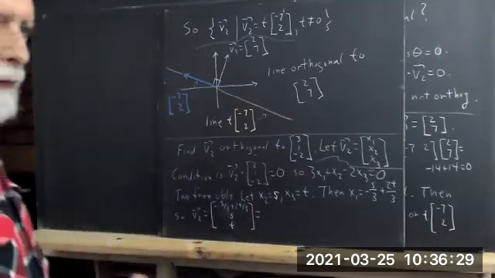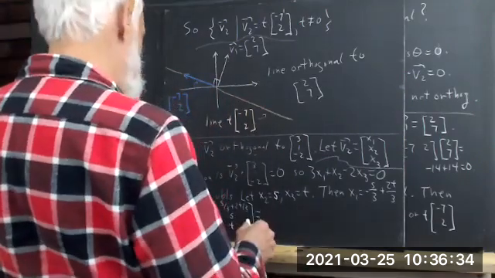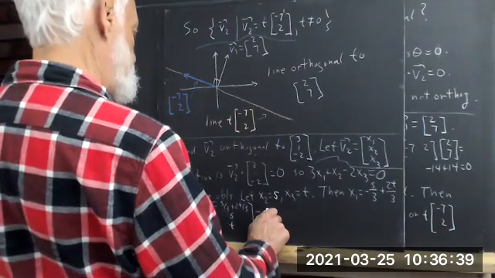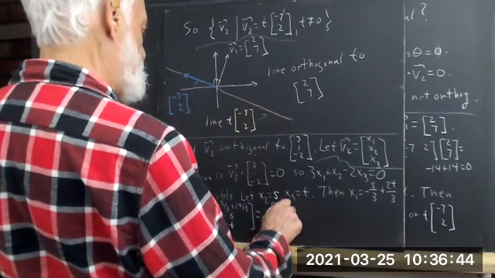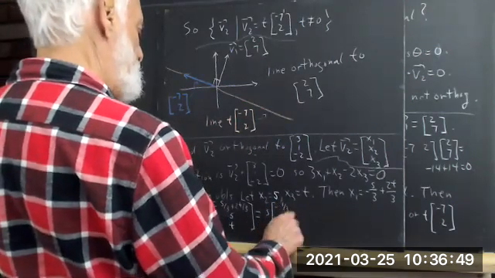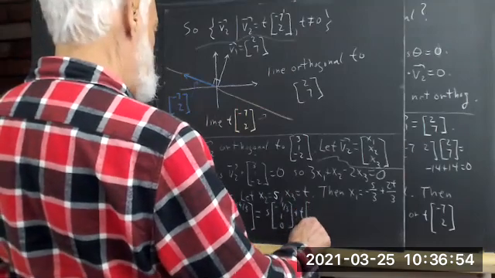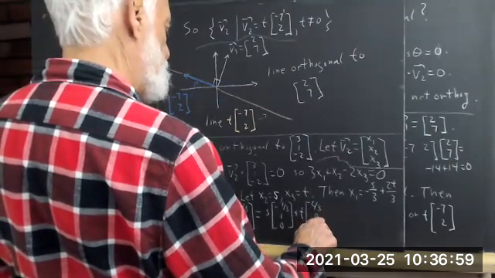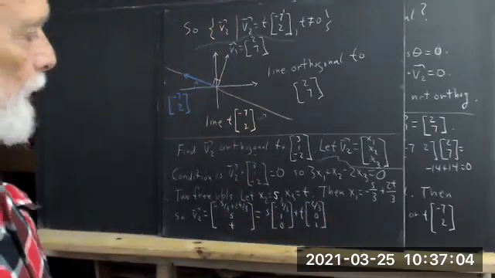And again, doing something that we did very early in the course, this can be written as s times negative 1/3, 1, 0 plus t times 2/3, 0, 1. And that's fine.